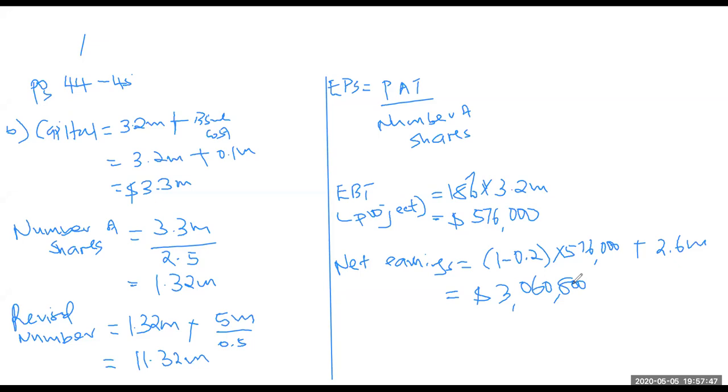So that's the revised total earnings of the company after they make the investment. From there we have the numerator and we have the denominator, so now we can get the earnings per share. Therefore, revised earnings per share will be equal to the profit, 3,060,000, divided by the number of shares which you obtained here, 11.32 million. To give us how much?